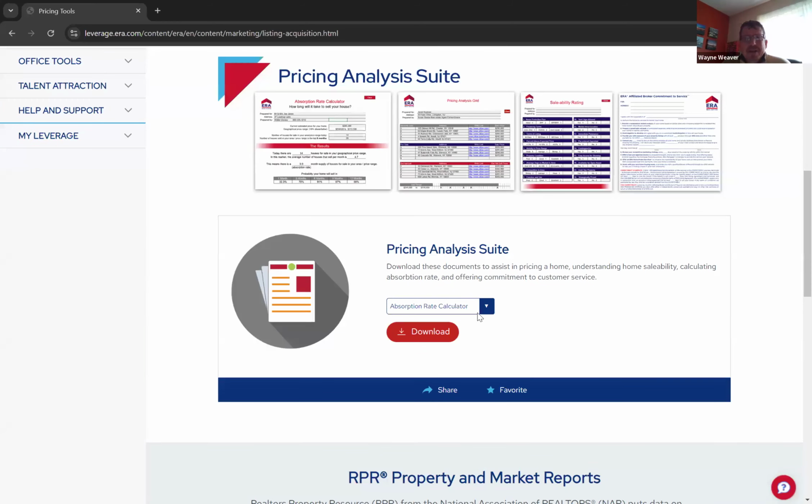What you're going to do is search pricing analysis suite. You'll see all 4 of them here, and then all you have to do is download. If you want to do a particular one at a particular time, just come in and download it. It'll be on your hard drive or wherever you choose to save it. You can also work on one and save it under a client's name, and always keep the one you downloaded.